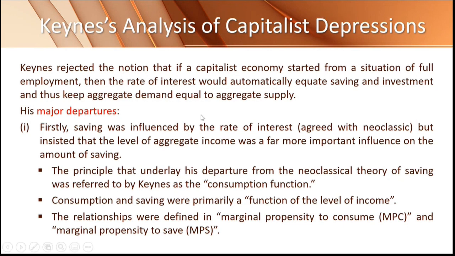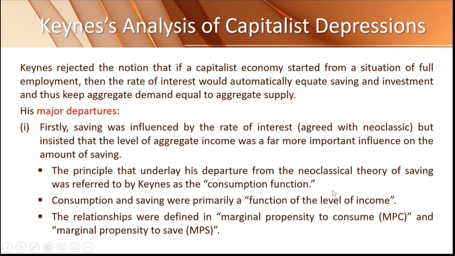So the Y is the aggregate income. Therefore, saving is not only influenced by the rate of interest, but much more impactful is the aggregate income. In defining your consumption function, you have C equals A plus BY, not C equals a function of the interest rate. Okay? So consumption and saving were primarily a function of the level of income, right? Besides the autonomous consumption, the rest you have to see the income. So the relationship between income and saving is the marginal propensity to save, and between income and consumption is the marginal propensity to consume, right?